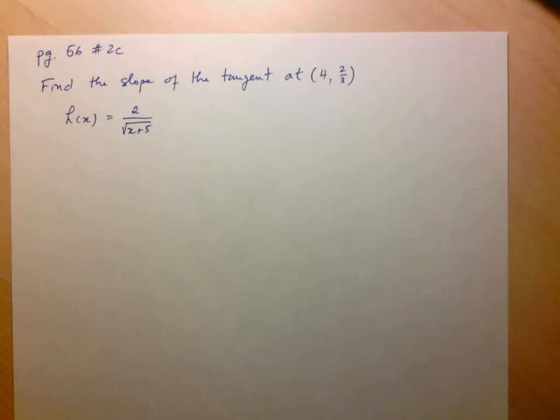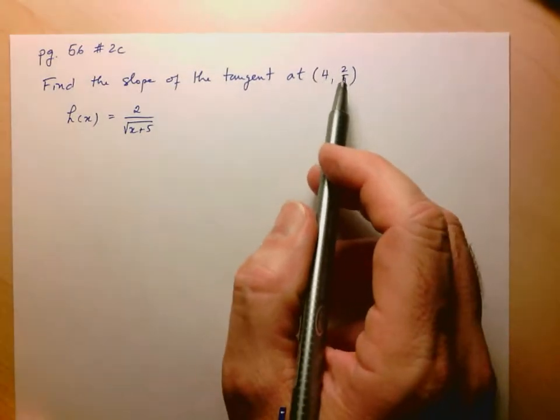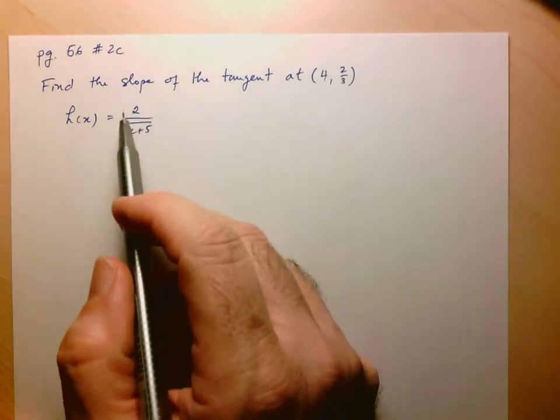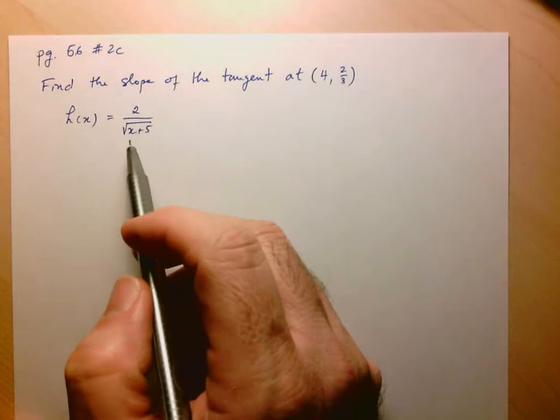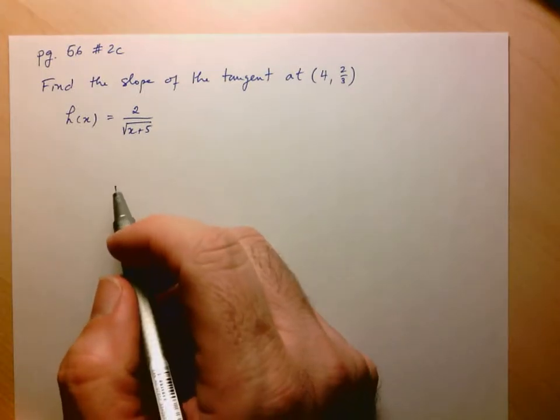Hi folks, this is page 56, number 2C. So they ask us to find the slope of the tangent of this function at the point (4, 2/3). Now one issue we have is that we don't have the tools yet for determining the derivative of this function using derivative rules. So we're going to have to use the limit definition.